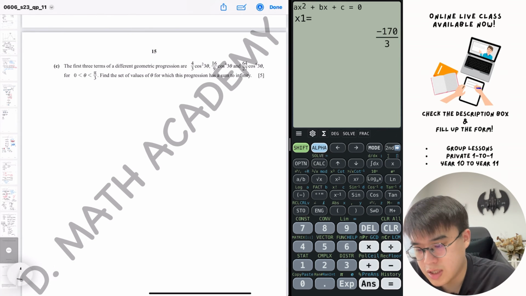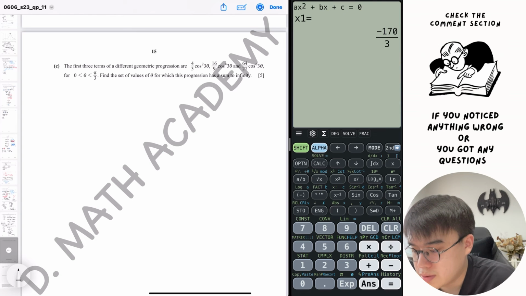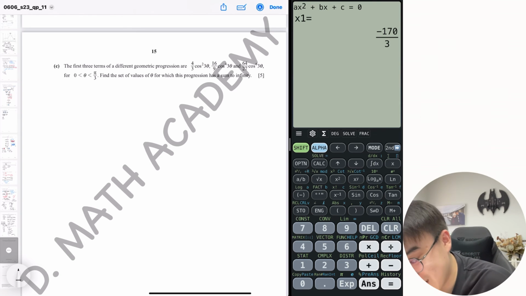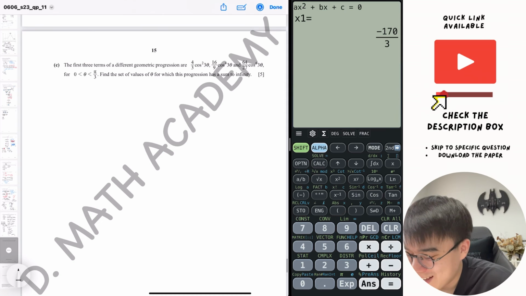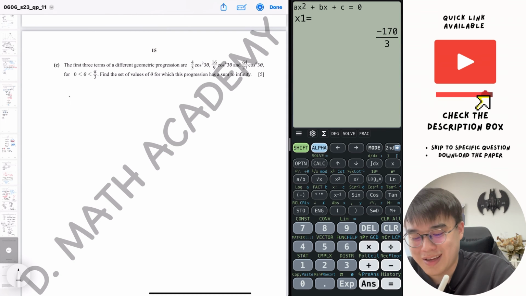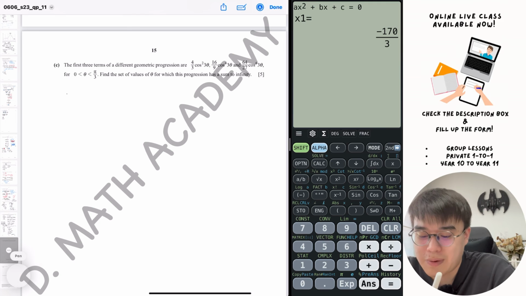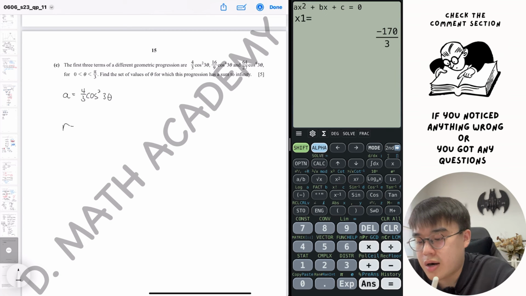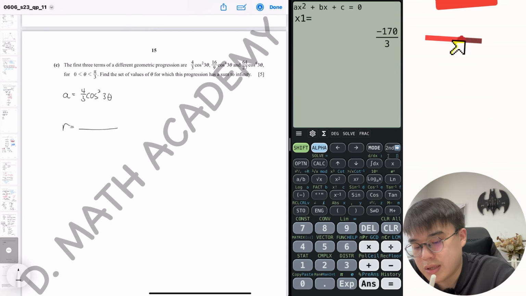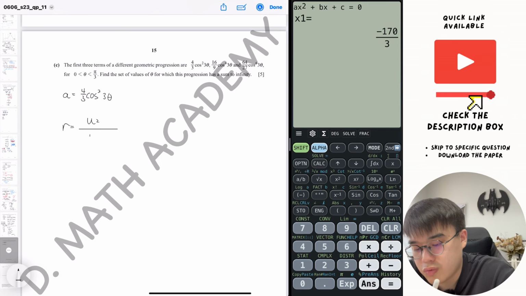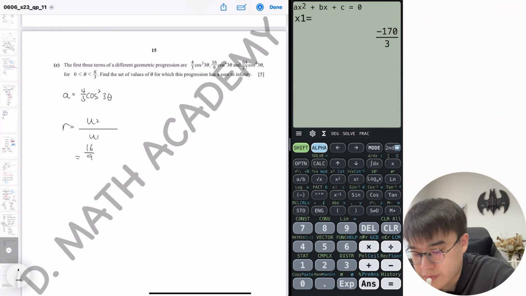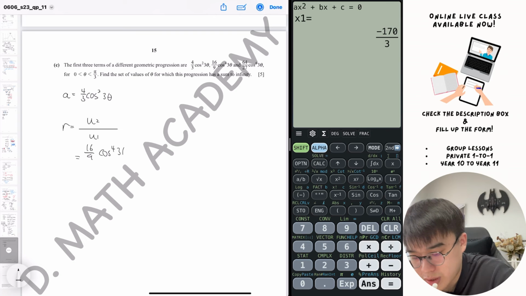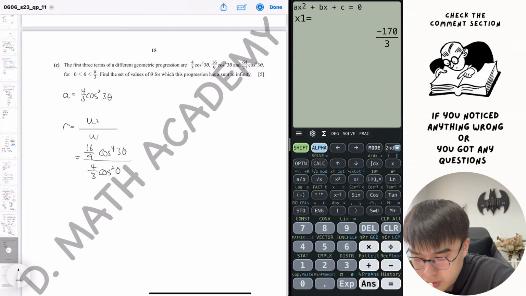Section C, a different geometric progression. Okay, now it's even worse, sum to infinity. So again, I'm going to write down the a first. Our a here is 4 over 3 cosine squared 3 theta. Our r is actually the same thing, u2 over u1. u2 here is 16 over 9 cos to the 4 of 3 theta. u1 is 4 over 3 cos squared 3 theta.